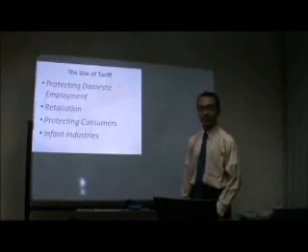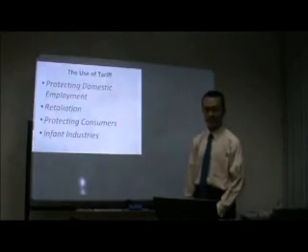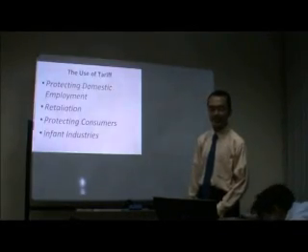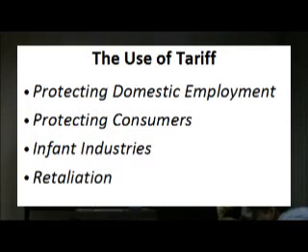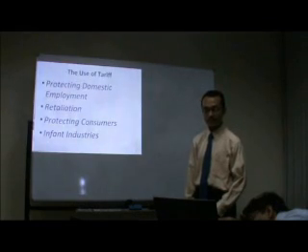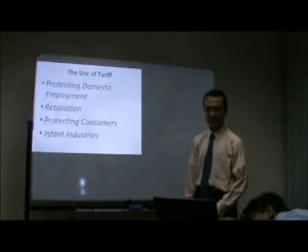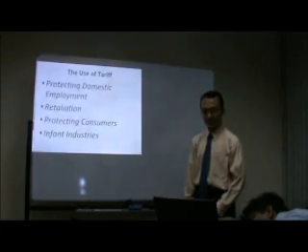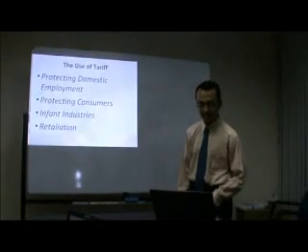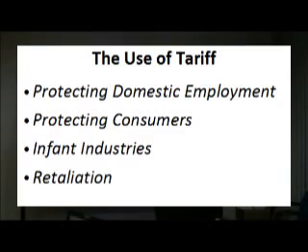There are several uses of tariffs. First, protecting domestic employment. The levying of tariffs is often highly politicized. The possibility of increased competition from imported goods can threaten domestic industries, and thus domestic companies.